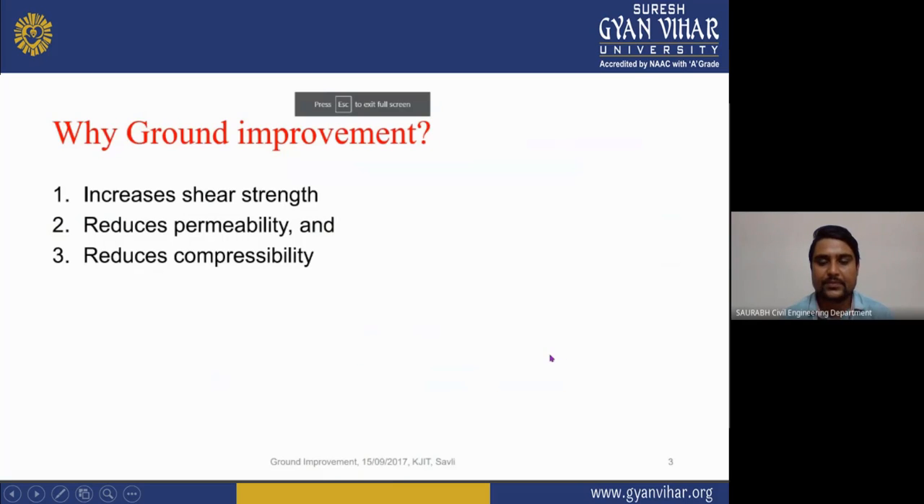So here we will first see what ground improvement is and why we do ground improvement. As we know, by doing ground improvement we can increase the shear strength, we can reduce the permeability and reduce the compressibility.